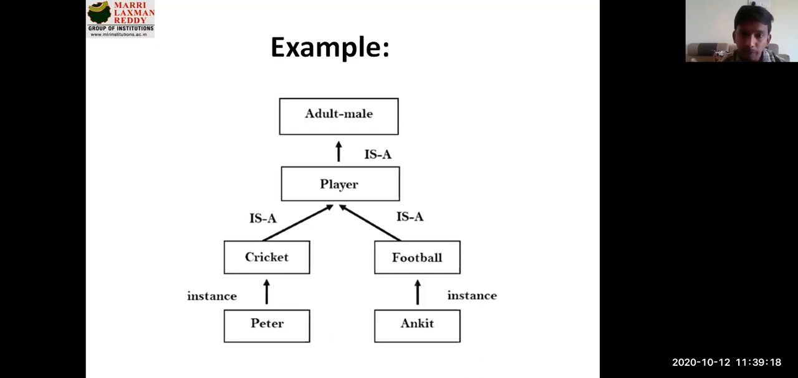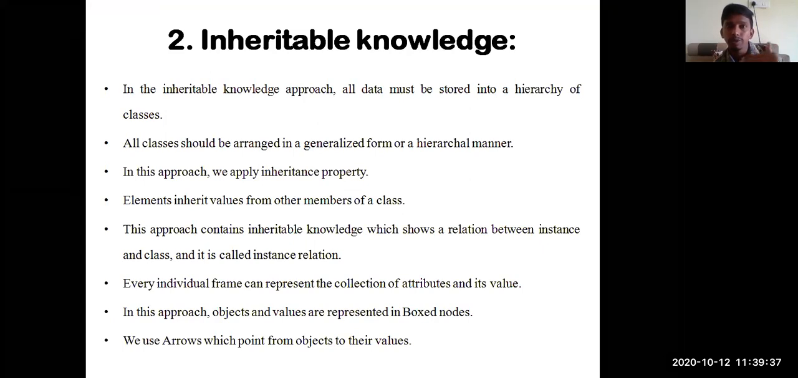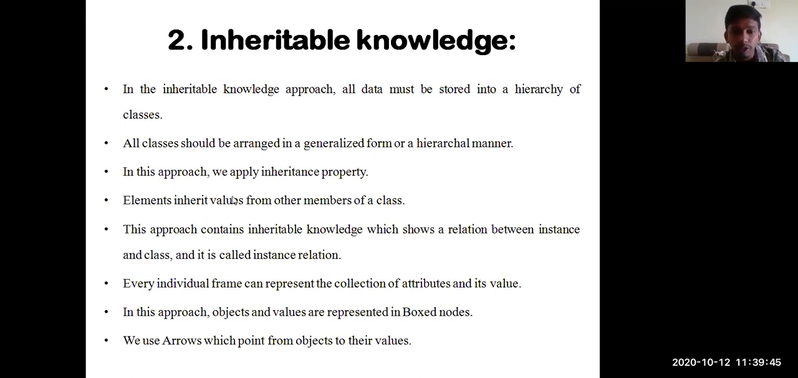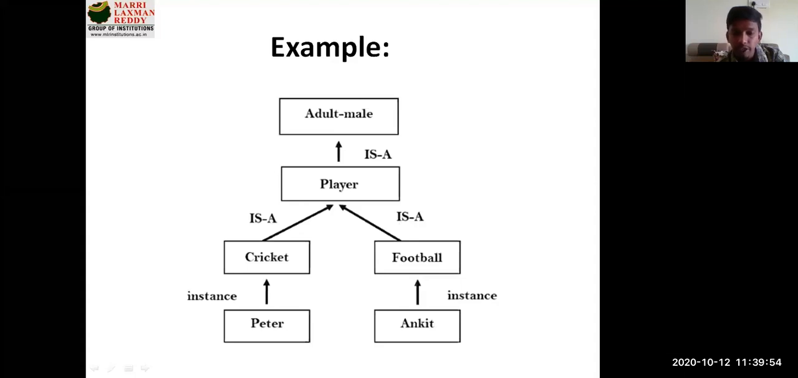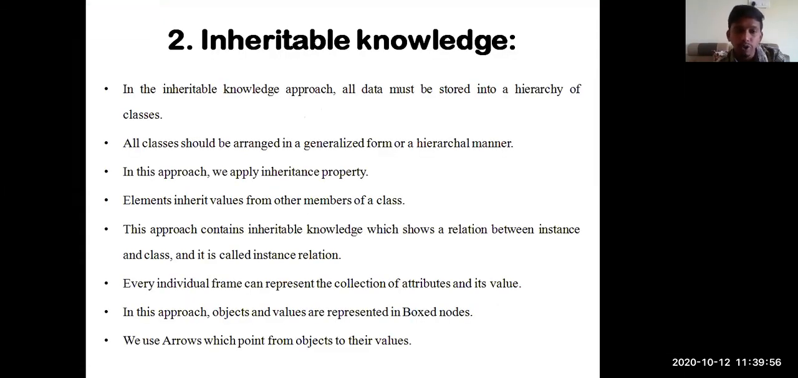As both are male, they point to a common scenario, that is, a player here is an adult and is a male. This is the representation from one instance to other instances using an is-a relationship. Likewise, you'll have is-a and kind-of relationships. That's how we inherit from one object to another object and how they have some relationship between them. So in this approach we apply the inheritance property. You can see the third point here: elements inherit values from other members of a class. So you have different members and we try to inherit one property from another through the inheritance concept.